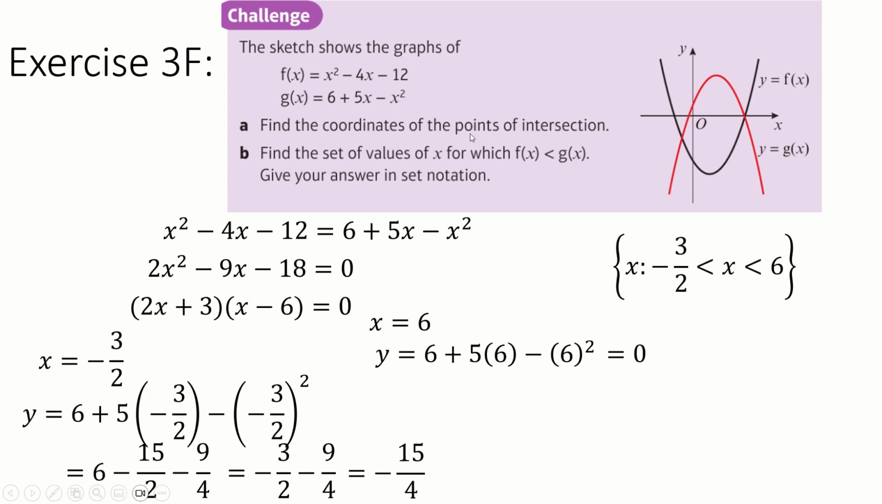So I actually didn't write down the coordinates very thoroughly, which I should have done. They're this, and this. And then, of course, the set notation for when f of x is less than g. Now, g is the red graph because it's the upside-down quadratic. And so all this is saying, really, is you want the red graph to be above the black graph. That's what this means. And the red graph is above the black graph, of course, between minus 3 over 2 and 6 for our x values. And that's where that comes from there.